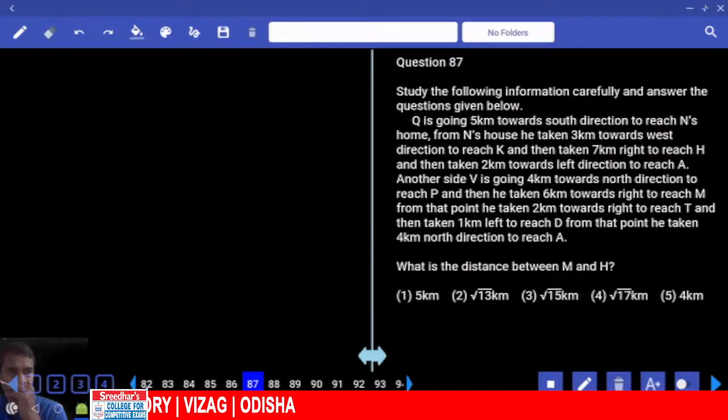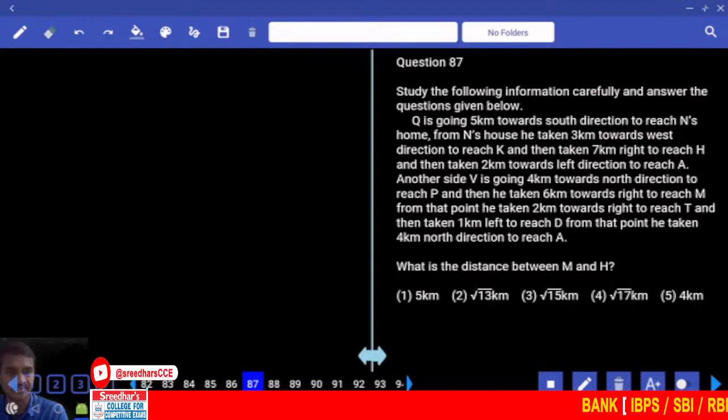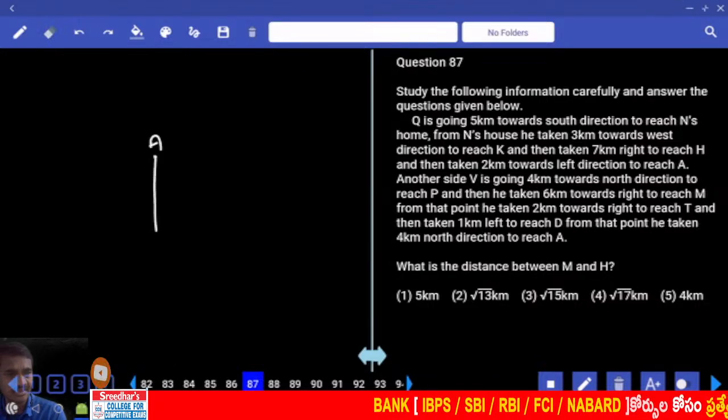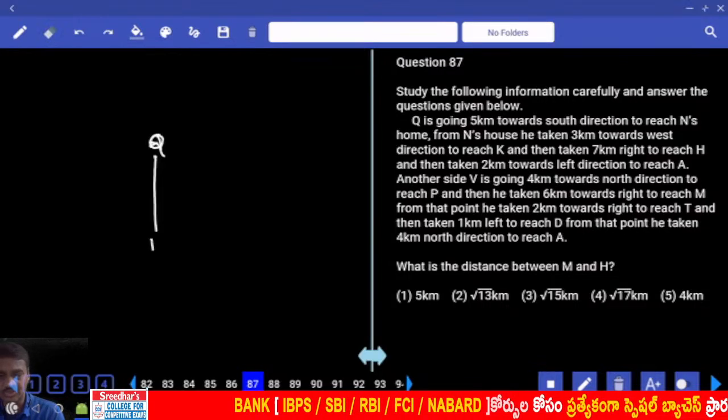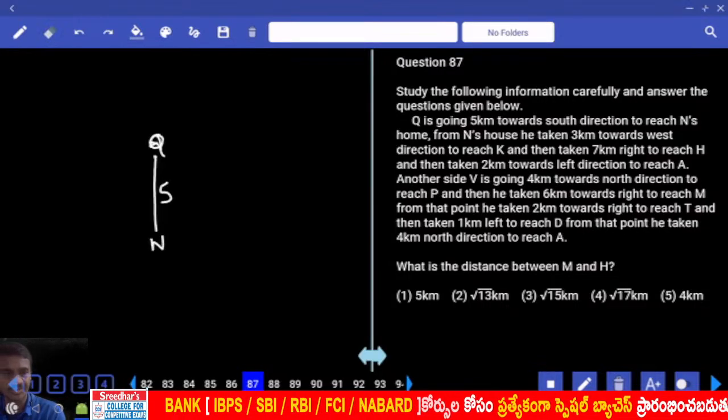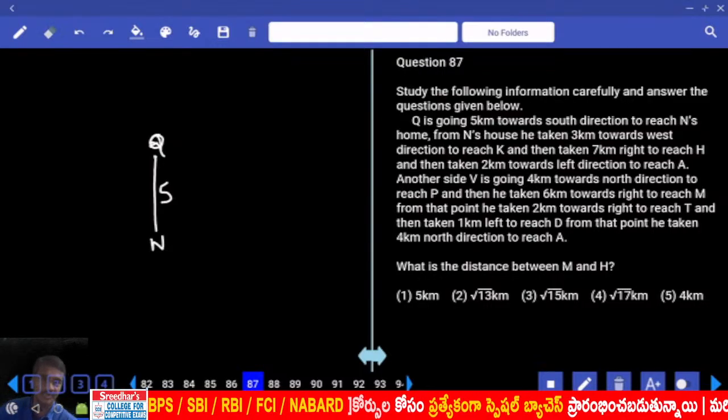Now here in this one, Q is going 5 kilometers to the south from N, the direction to reach N's home. Clear? Now this is the starting point. From here Q started and reached N. And N is how many kilometers? 5 kilometers south to reach N's home.